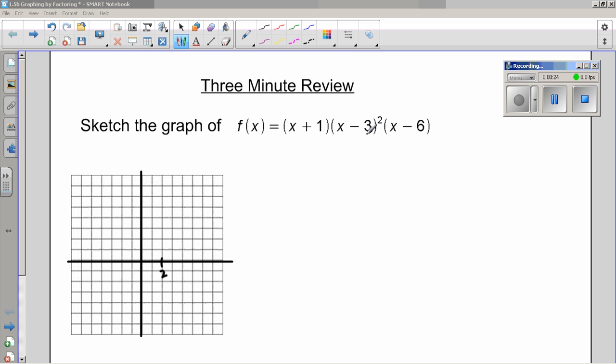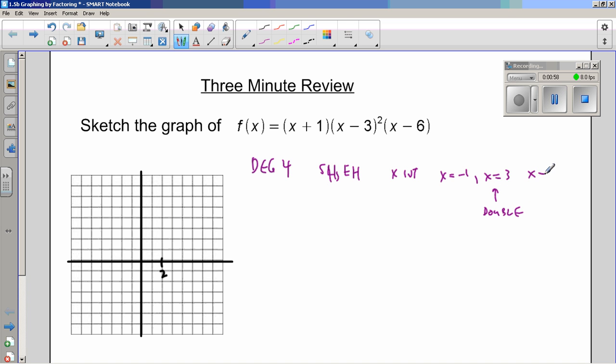The 3-minute review, typical one from what we've been doing. We see this is a degree 4. 1, 2, 3, 4. It starts high and ends high because it's a quartic, degree 4, and the leading coefficient is positive 1. And then the x-intercepts I can see are -1, 3 is a double or a bounce root, double root, and x equals 6.